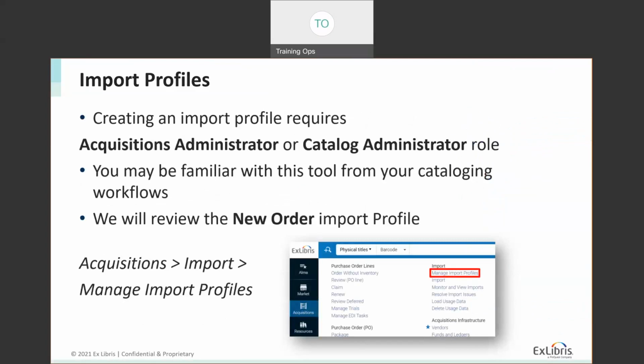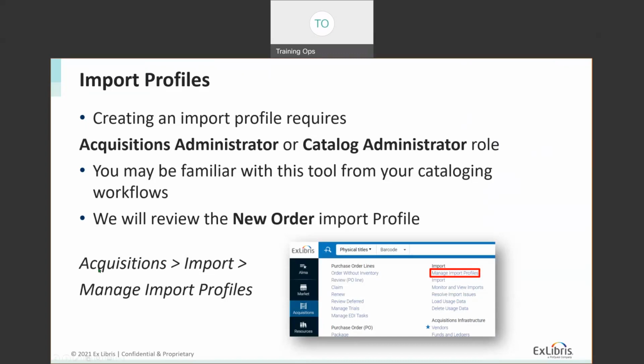I know some libraries might be small with not a large staff, and you're kind of doing everything. Other ones have very specialized staff and everything in between. And I realize that the attendees of this meeting could fall anywhere on that spectrum. But if you are used to doing this in cataloging, it's just a different type of order record. We're going to go through an order import profile, though, right here in this session.